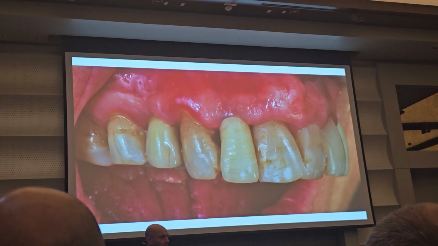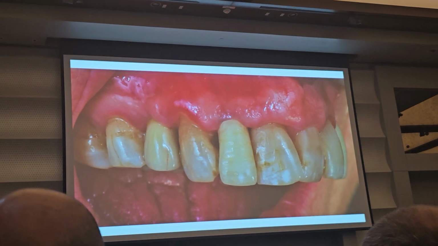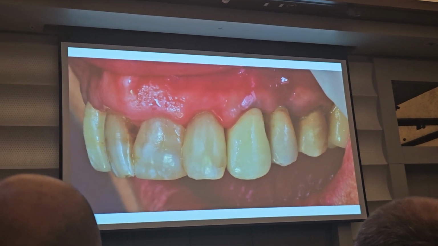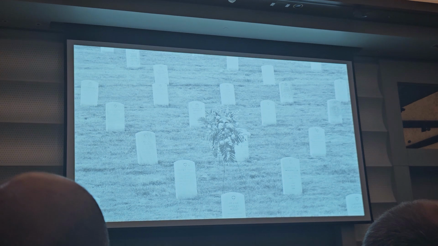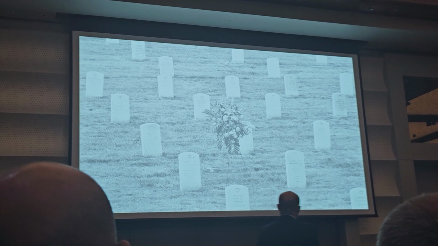So this is the result. This is the other side. I mean, but the goal was satisfied. The patient died after 3 years owing to another stroke.